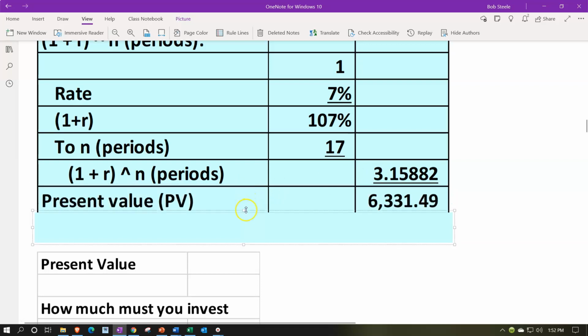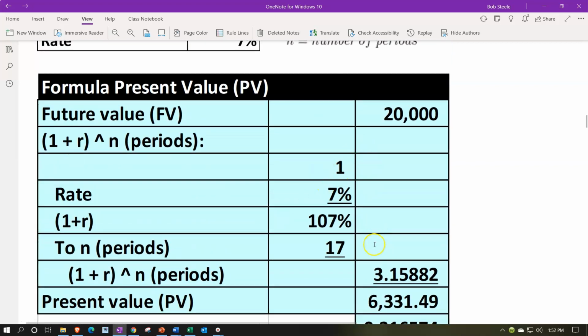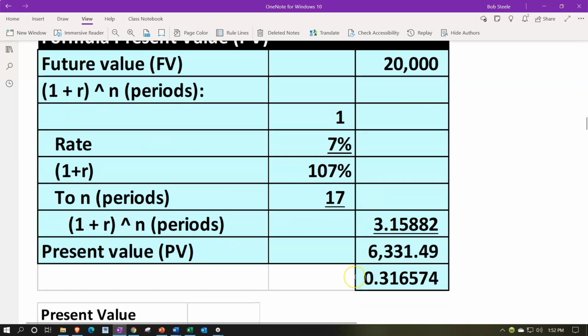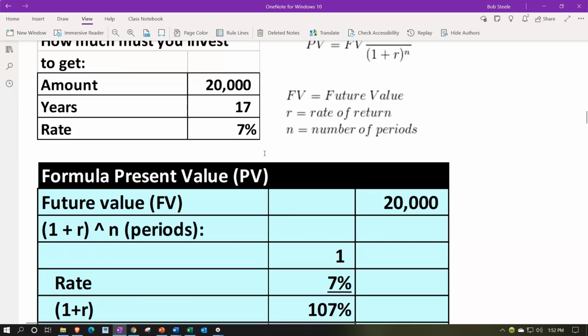Be careful of rounding. And then the present value would be the 20,000 divided by that, and that's going to give us the 6331.49. So that would mean that if we put a lump sum in today, 6331.49 at the 7%, after 17 years, we'd hit our goal. Hopefully, that's our calculation of the 20,000. You could test that out by looking at the future value calculation if you so choose.